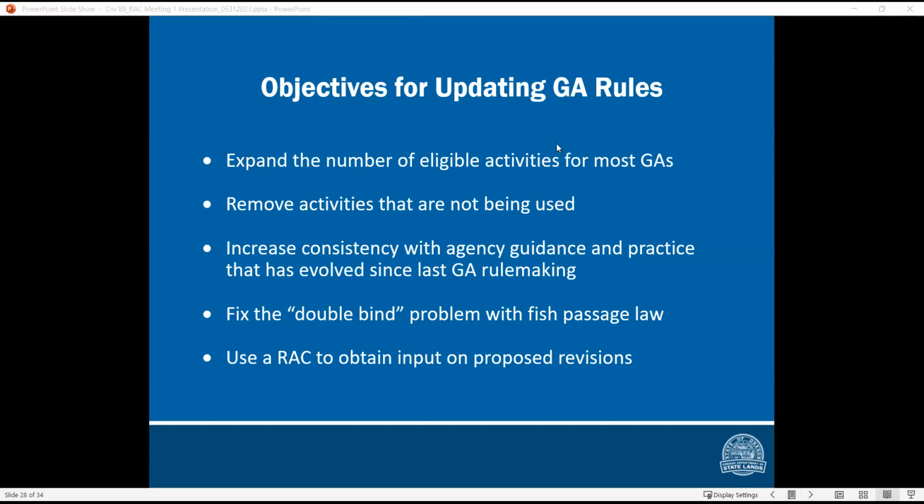We want to fix the double bind problem with the fish passage law. Double bind's the wrong word there, my apologies. I think the better term is probably the chicken and the egg problem. People are always struggling: do I get my fish passage review before I apply for my GA? Or do I wait until I get my approval from DSL, then go get my fish passage compliance from ODFW? So we've attempted to solve that question through this rulemaking. And finally, of course, the objective is to use a rules advisory committee to obtain input on our proposed revisions.